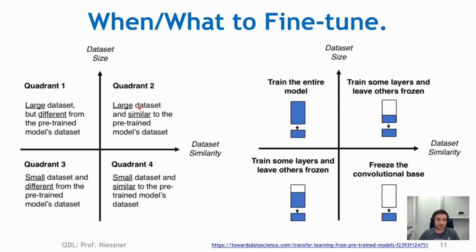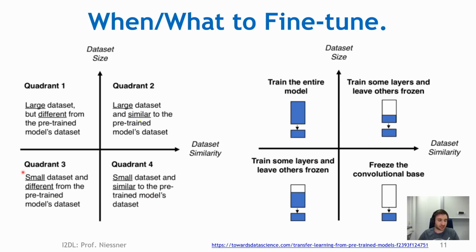The second case is if we have a large data set, and it is actually quite similar to the dataset which was used to pre-train the model. In that case, we can, for example, freeze some of the first layers and only train the last part of the network.